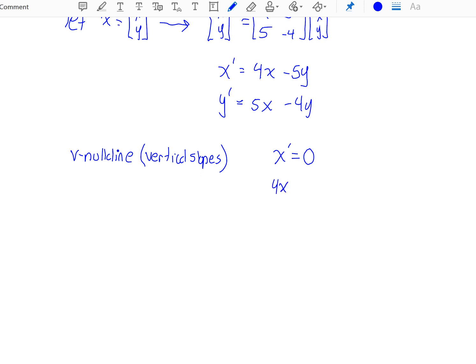And so grab your x prime equation, which is 4x minus 5y equals 0. And let's solve for y. Move the 4x over to make it negative. Divide by negative 5. I think you should get 4/5 x.